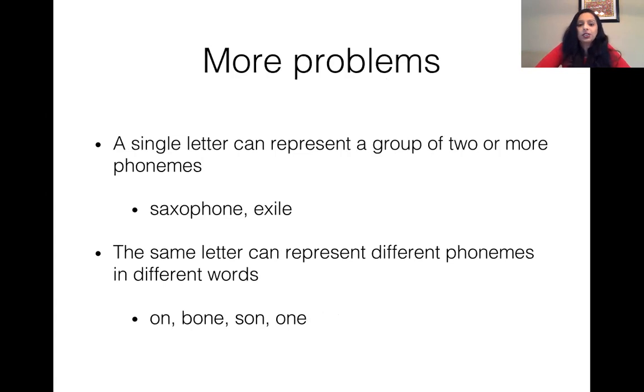Some more problems of English orthography is that when you have saxophone, for example, in phonetic transcription, it's written by 2 or more letters. So the X is actually K and an S, same with exile. And then the same letter can represent different phonemes in different words like on, bone, sun, and one. It's all written as an O, but these are all different phonemes when you transcribe this into IPA.